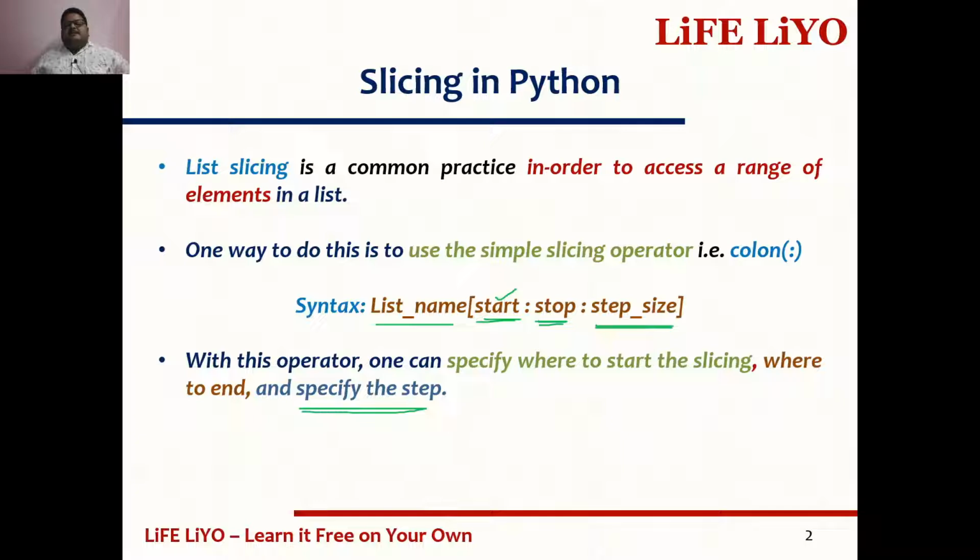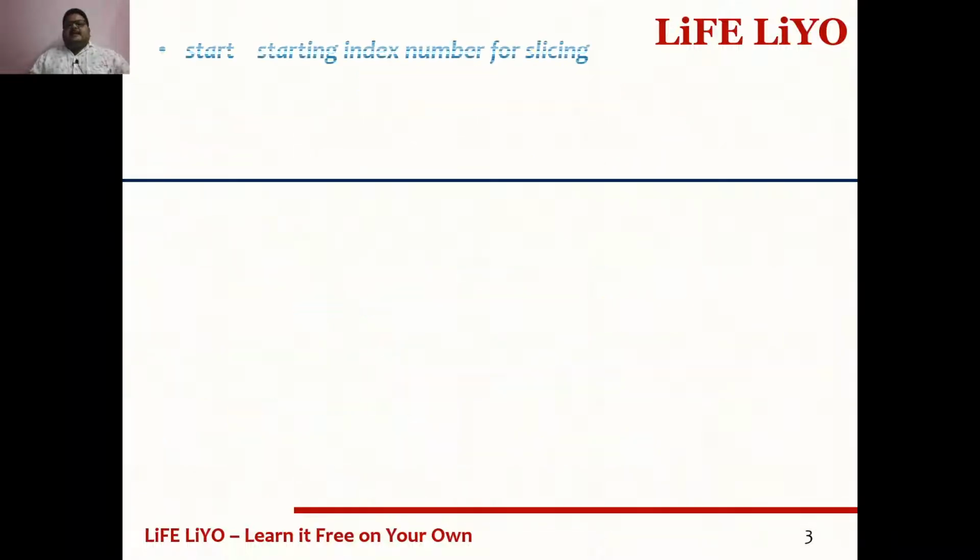And then specify the step. Specifying the step means, if you want every element from 51 to 100, or you want to make it a 2-step or 3-step, that is directly jumping from one step to another step. So when you do the slicing operation, obviously it is going to give you a new list from the existing list. Start defines the starting index number for slicing, that is from where you want to slice.